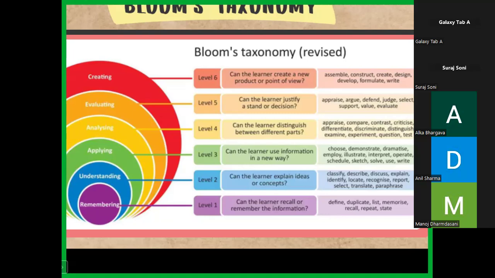Right? Now, Bloom's taxonomy, how is it helpful to us? Bloom's taxonomy basically helps us to pick up question verbs.